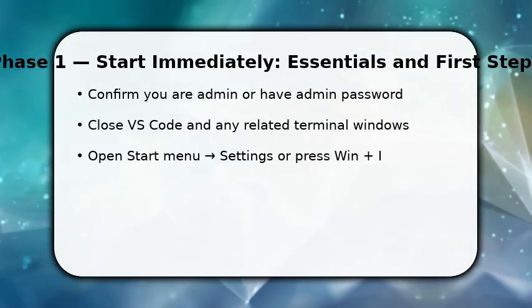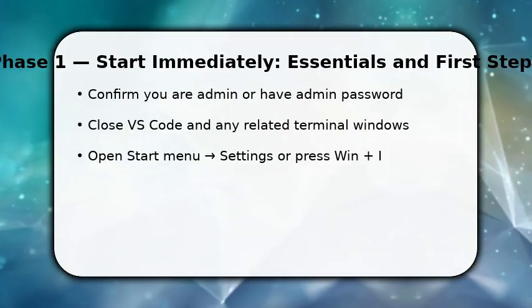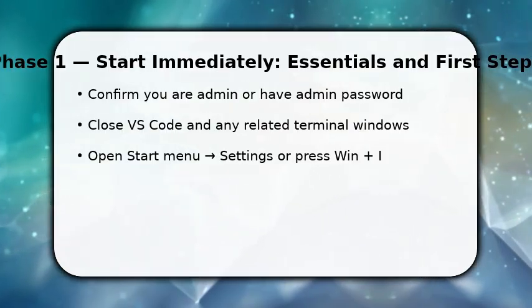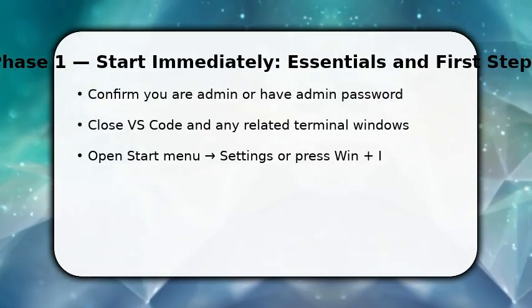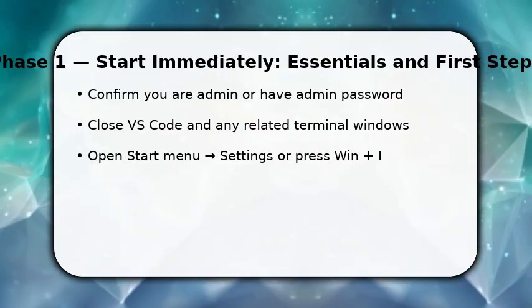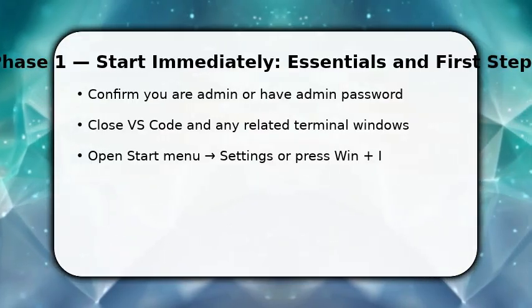Now open Settings with Win+I or via the Start menu to access apps. You do this first so the system can unregister services and remove shortcuts cleanly. It prevents file in use errors and speeds up the uninstallation that follows.